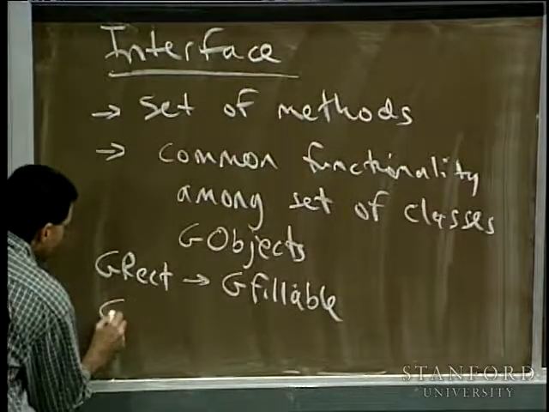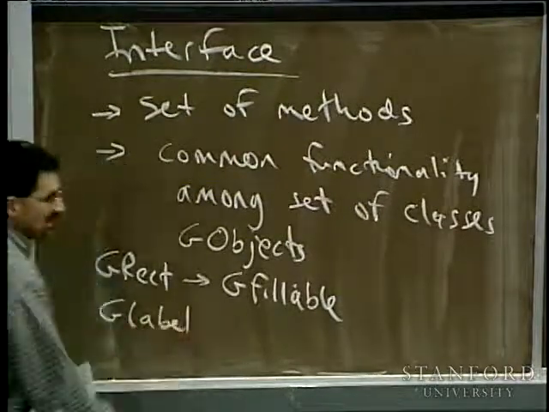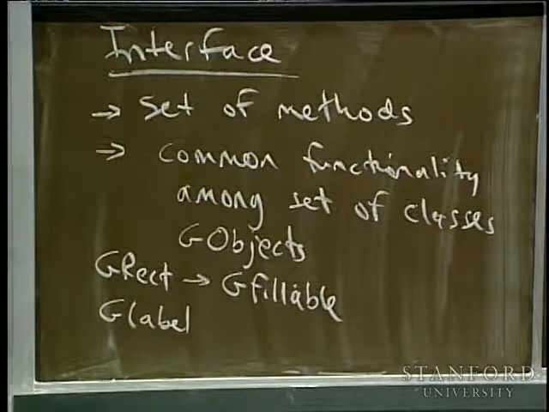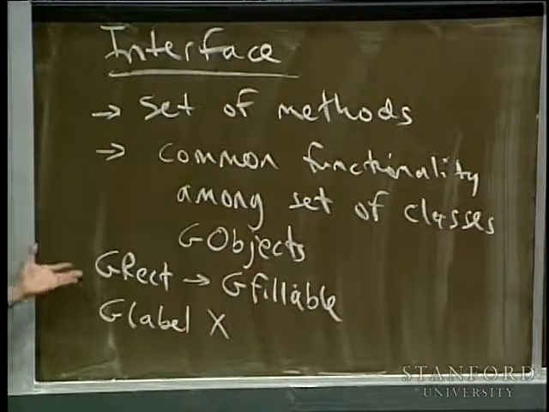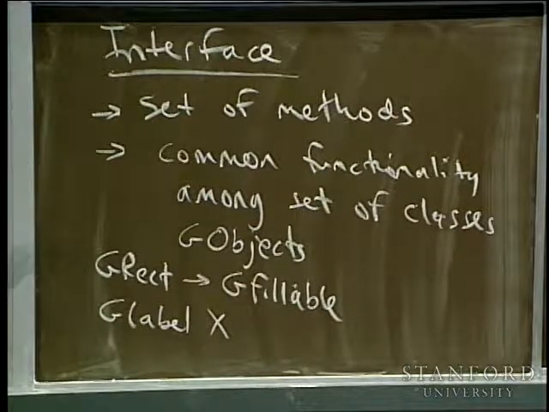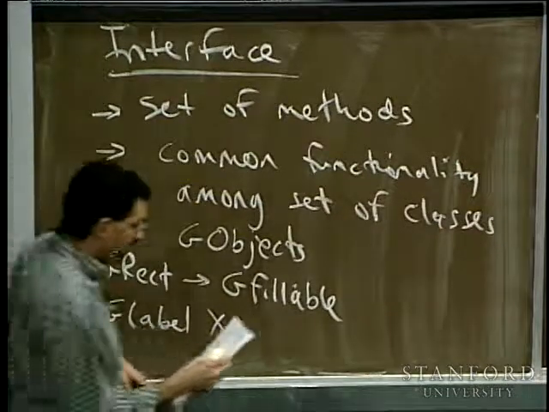And there were other things like GLabel where it didn't make sense to have a filled or an unfilled label. So GLabel didn't implement this interface. It was just a set of functionality. And we're going to return to this idea of interfaces to talk about some of the things that we've actually done so far, like ArrayLists and some new concepts you're going to learn, and how it relates to our notion of interfaces.